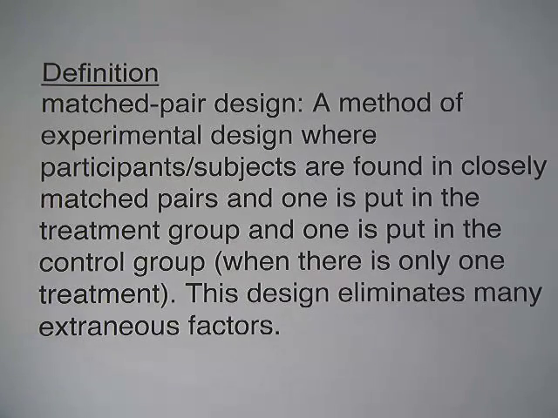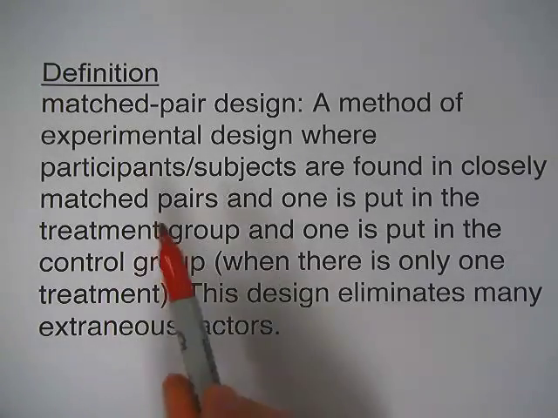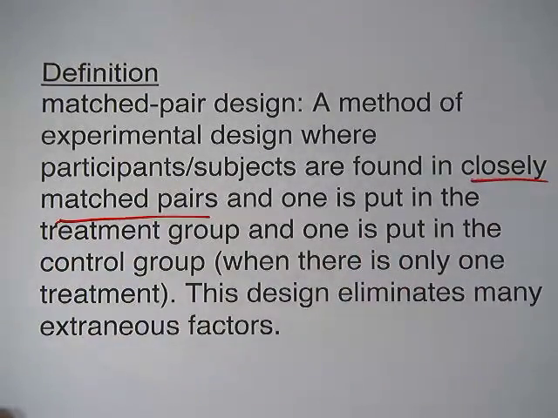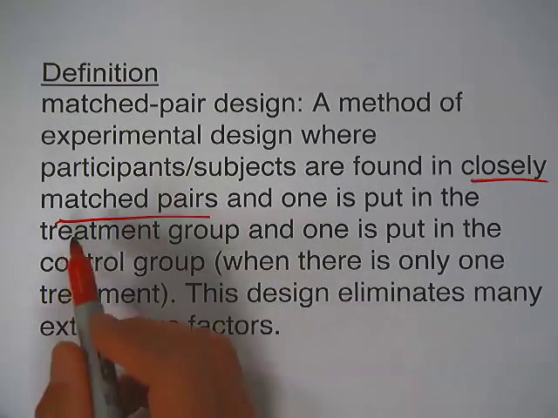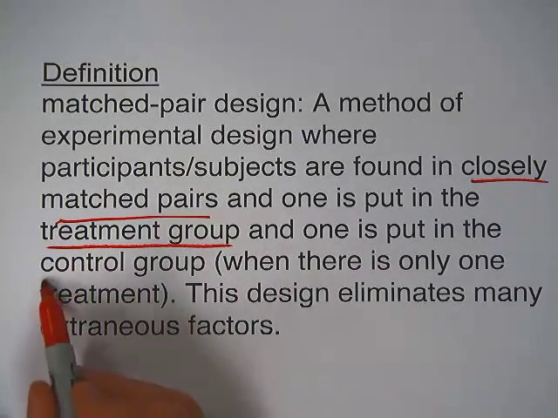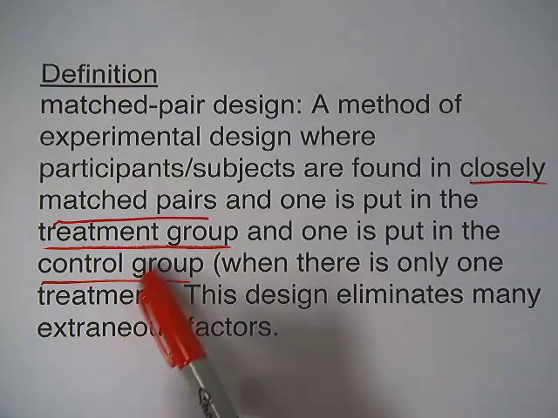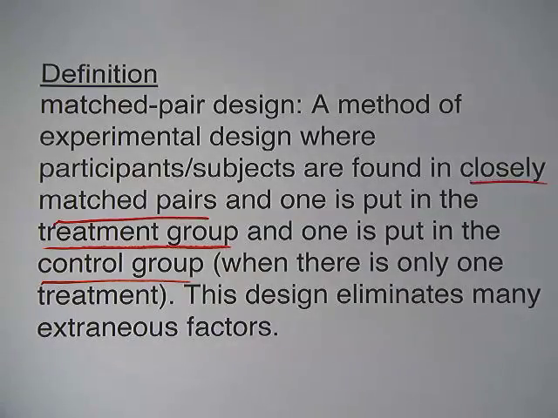A matched pairs design is a method of experimental design where participant subjects are found in closely matched pairs, and one is put in the treatment group and one is put in the control group. Okay, and this is the case when there's only one treatment. This design eliminates many extraneous factors. Okay, sometimes your control group will also be a placebo group.